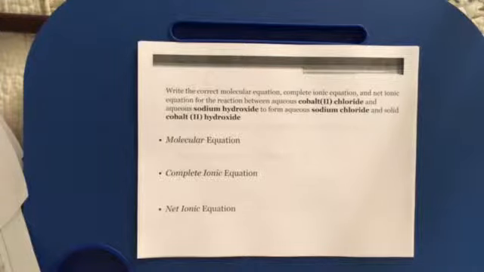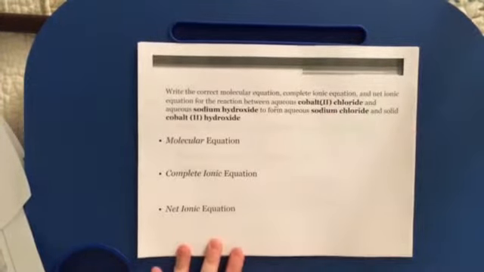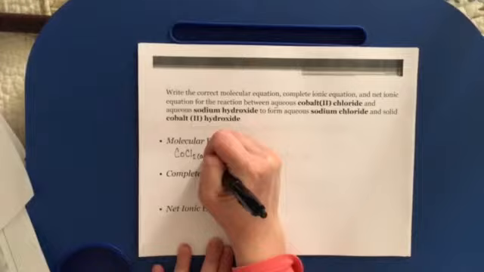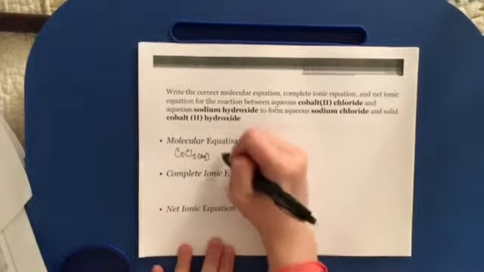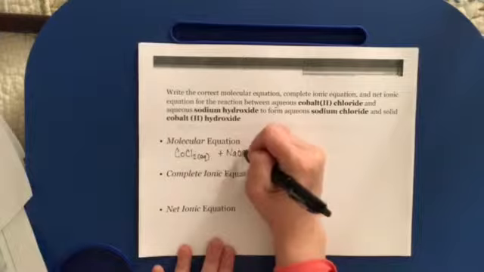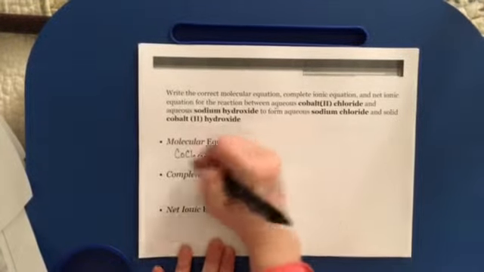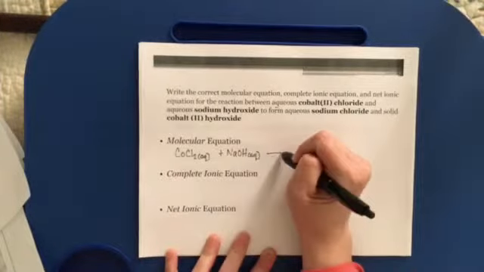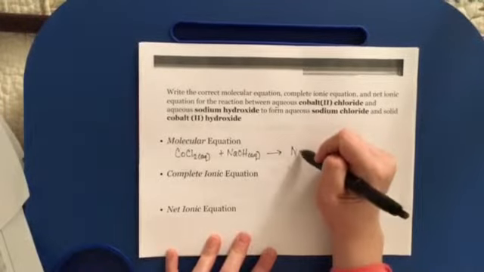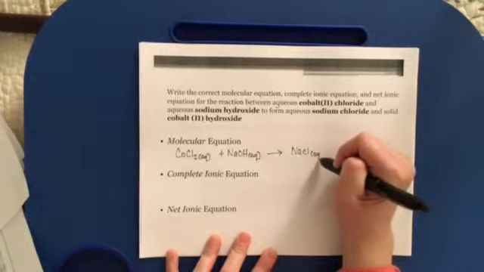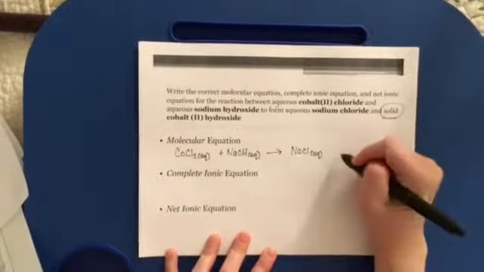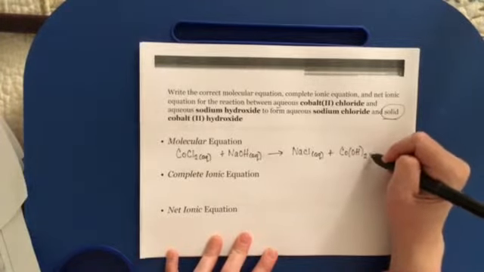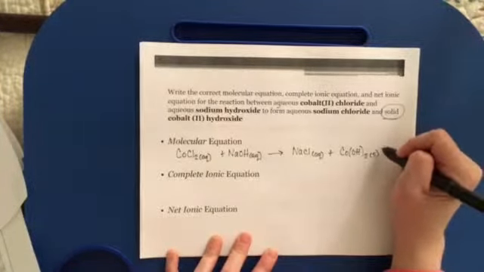So here is an example. We've got aqueous cobalt 2 chloride. So here's our molecular equation. Cobalt 2 chloride is aqueous. It reacts with aqueous sodium hydroxide. So you've got 2 aqueous solutions. These exist as ions floating around in solutions surrounded by water molecules. When you mix them together, though, we form aqueous sodium chloride and solid cobalt 2 hydroxide. So that's the driving force of this reaction, the formation of this solid right there.